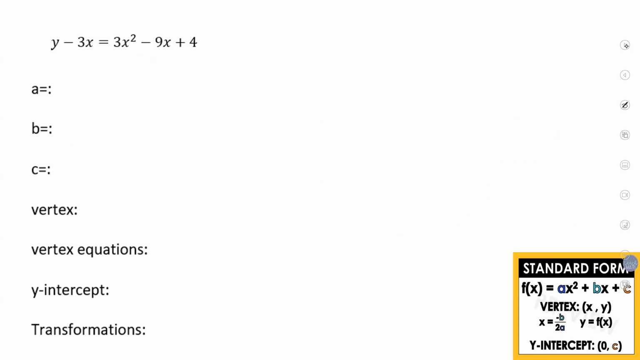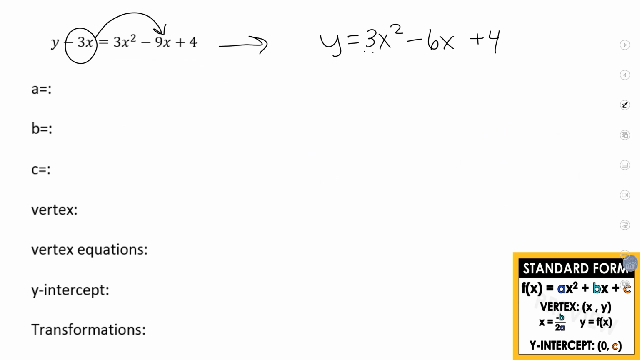So I'm going to go to this slide. We rewrote this as y equals 3x squared. Remember, this moved over here, and it became a negative 6x plus 4. Okay, so this is where we are now. All right, so just like we did yesterday, we're going to identify A, B, and C. What's the A term, guys? We got that from right here. My B term, negative 6. My C term, 4.